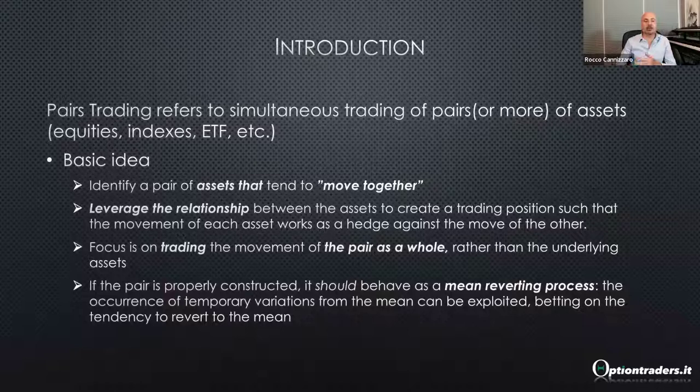If everything goes well, you win. If you lose on one side, the other one might help protect you and offset the losses, and vice versa. So instead of trading individual assets, we're essentially creating a trade which works as a whole. We're focusing on the entire pair trade as a whole rather than the individual underlyings. But there's another aspect we need to focus on: once we create a trade based on a pair, if this is done the right way, it should behave as a mean reverting process. This is very important. Otherwise, the whole concept of pairs trading becomes useless.